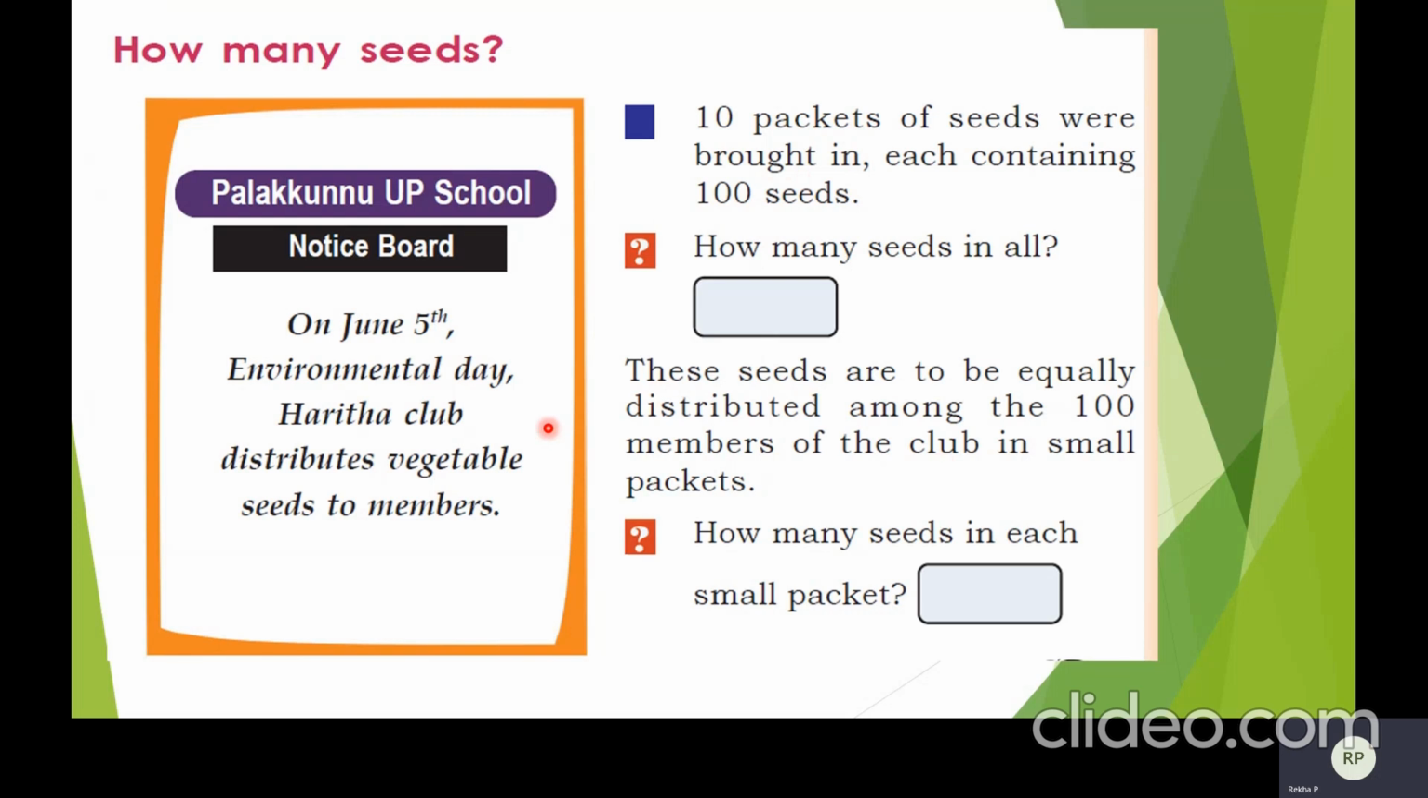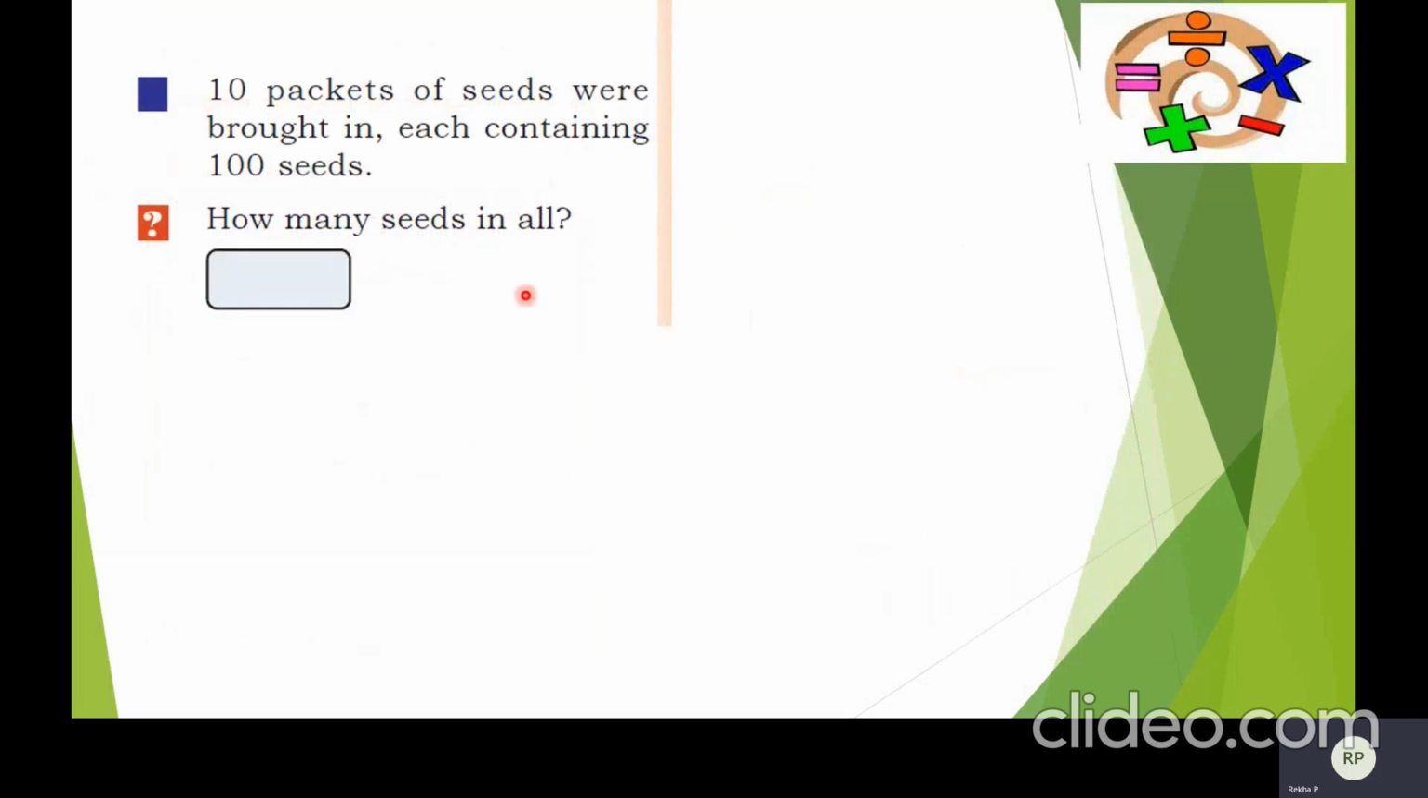So the club wants to distribute seeds, so they have brought in some seeds. You have to calculate the total, and then help them find out how many to put in each packet if you want to equally distribute to 100 members. So let's discuss each question one by one. Let's go to our first question.